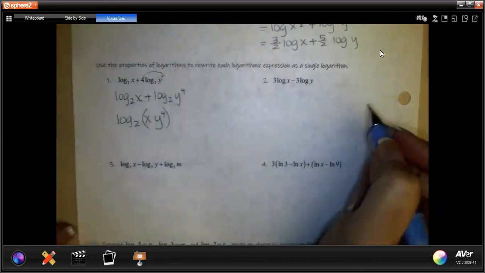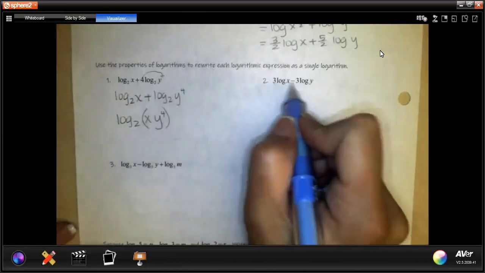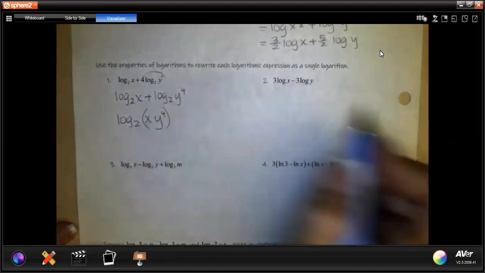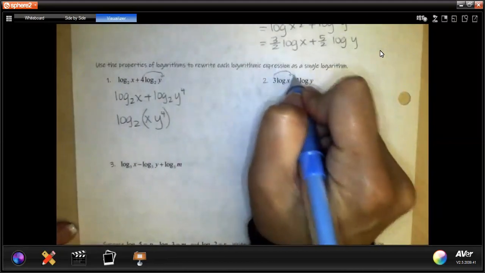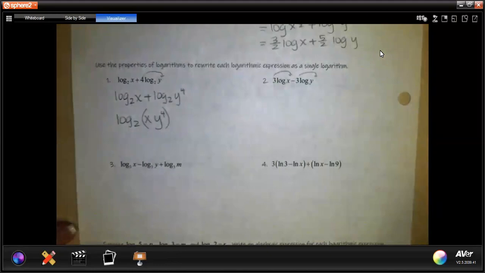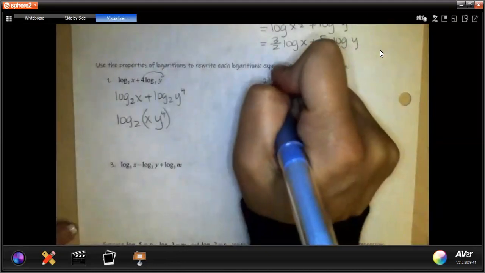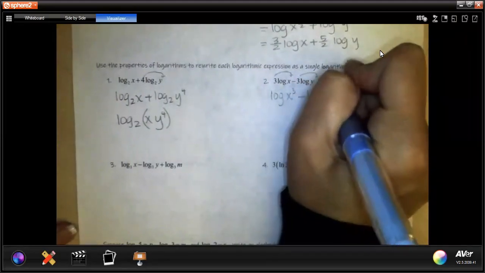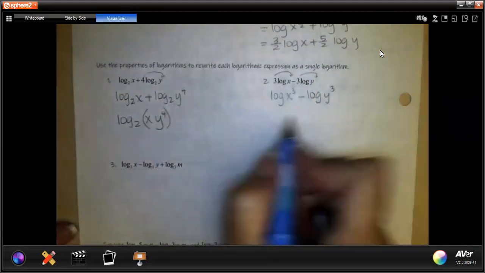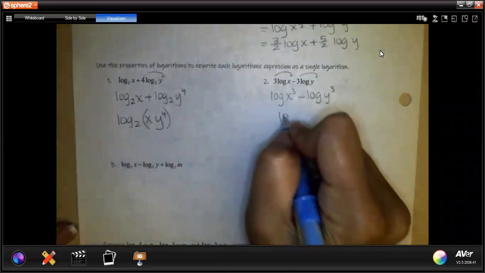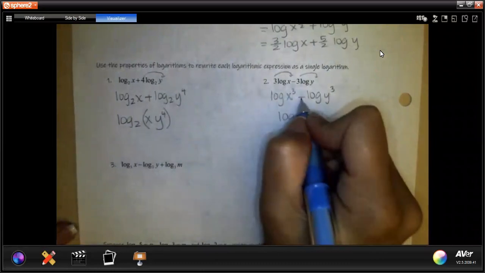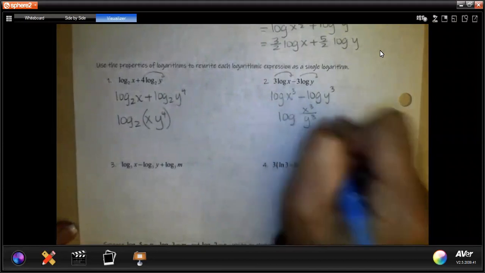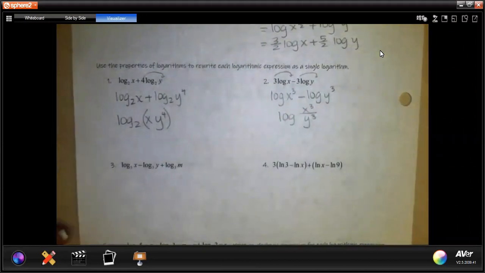For our second one here, they do both have the same exponent, so you could go ahead and apply the quotient one, but I'm going to go ahead and get these 3's to be the exponent, which is what they are. And so we get log x to the 3rd minus log y to the 3rd. And then we can take it to a single log by dividing, because they're separated by a minus. I know that would be division, so I get x cubed divided by y cubed.